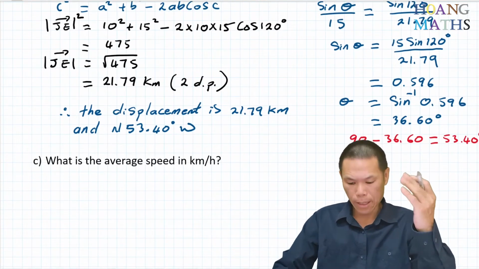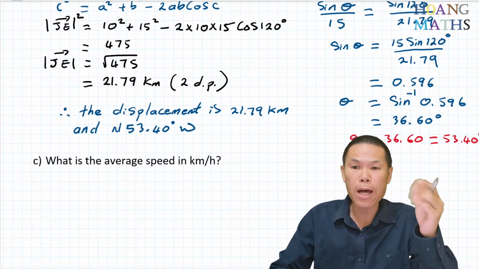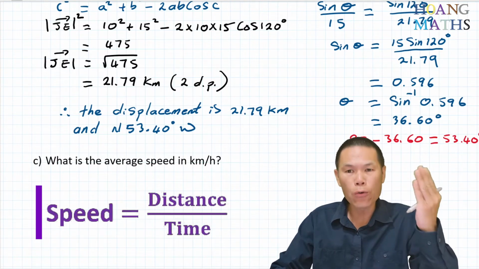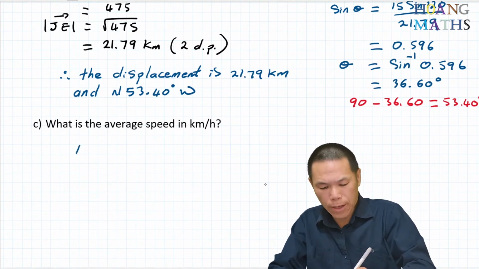Now part C. What is the average speed in kilometers per hour? The average speed is the total distance covered over the time taken, okay? So let me just write this down. Average speed.